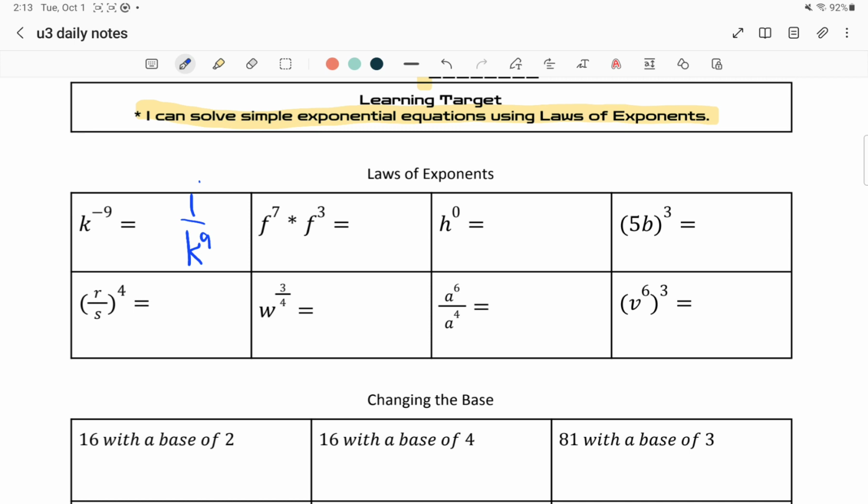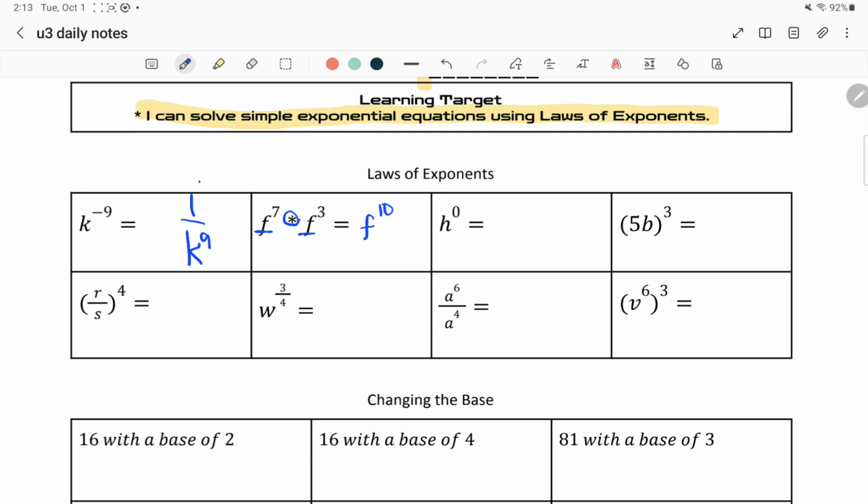Okay, f to the 7th power times f to the 3rd power. When we have the same base, the f and the f, this is the product rule. Product rule being it's multiplying. When I'm multiplying two bases together, that is the same as adding the exponents together. So f to the 7th times f to the 3rd would be f to the 7 plus 3 is 10.